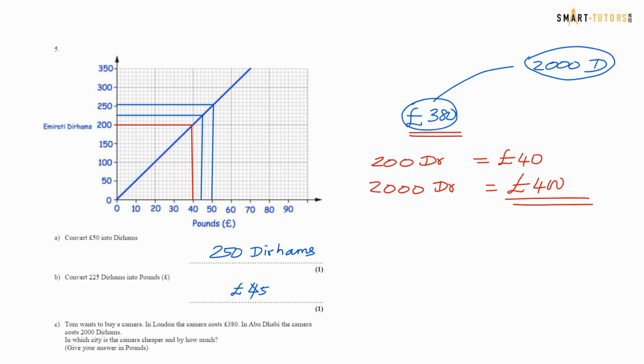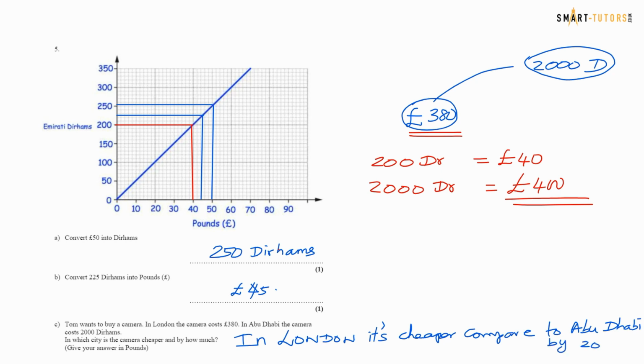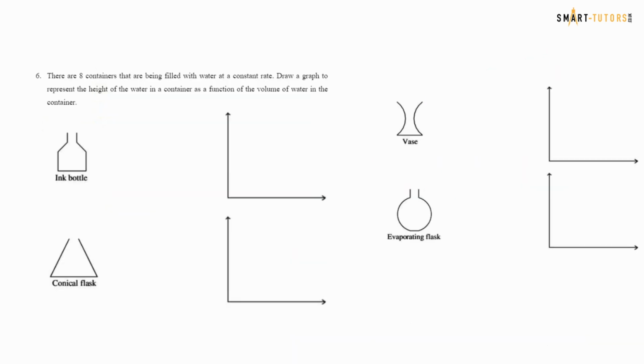In which city is the camera cheaper and by how much? So we can say in London it's cheaper compared to Abu Dhabi by 20 pounds. So that's the answer for the question number 5.